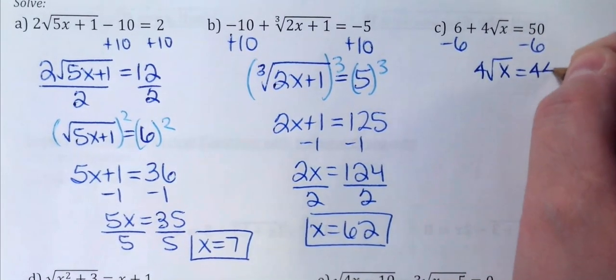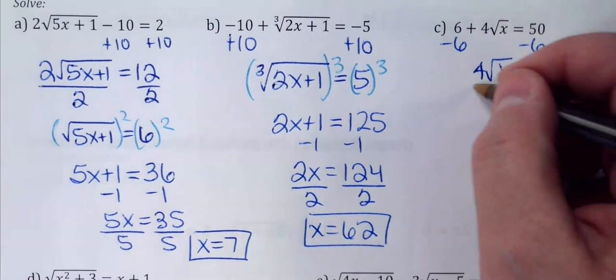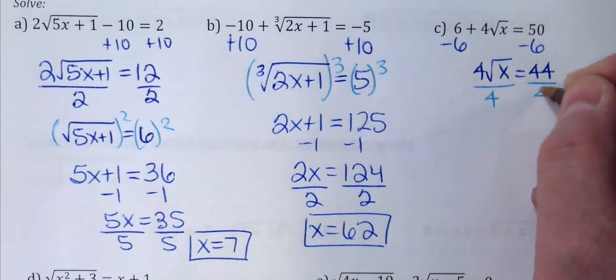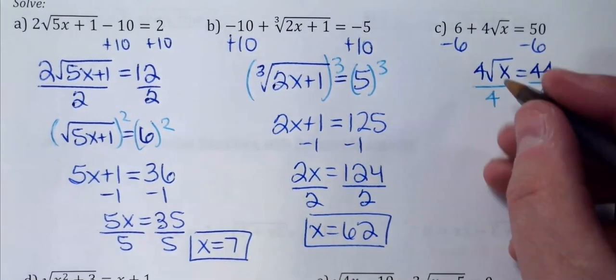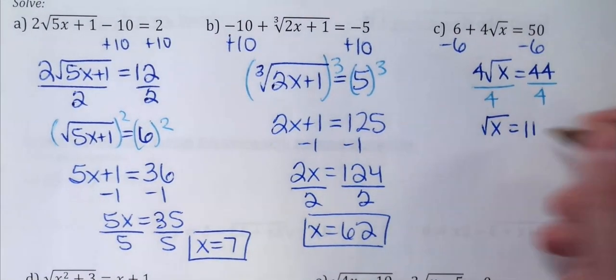So you're going to get 4 times the square root of x is equal to 44. All right, now here, I got to isolate my radical. So I don't want that 4 in front of it. It's being multiplied, so you're just going to divide both sides by 4 to get rid of that. And then you'll have your square root by itself. This one is just the square root of x.